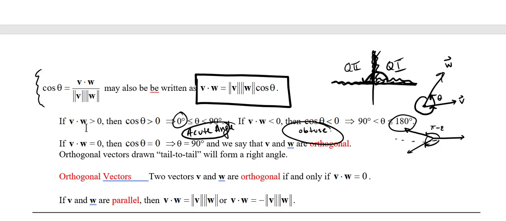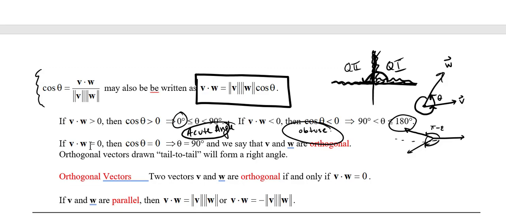Well, those directly control the sign, the positive or negative sign, of the dot product. V dot w is positive, means acute. The vectors are overall in the same kind of direction. V dot w is negative, means they're obtuse. Overall, they're kind of in opposing directions.